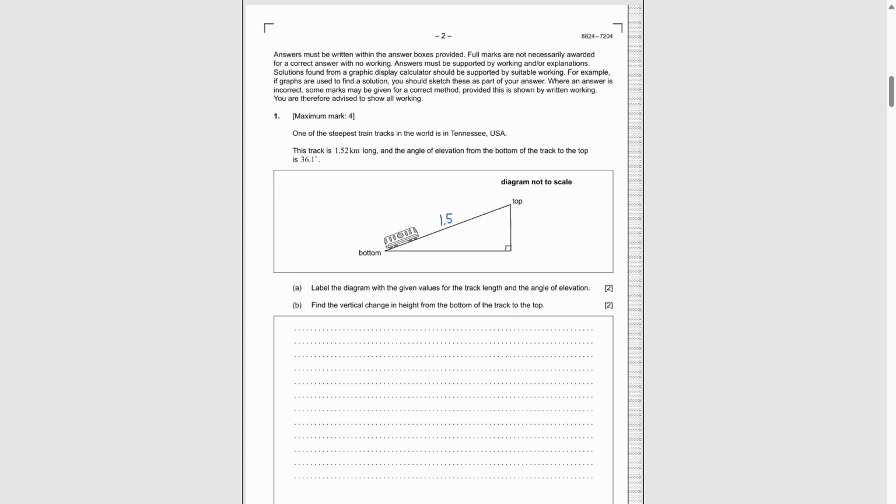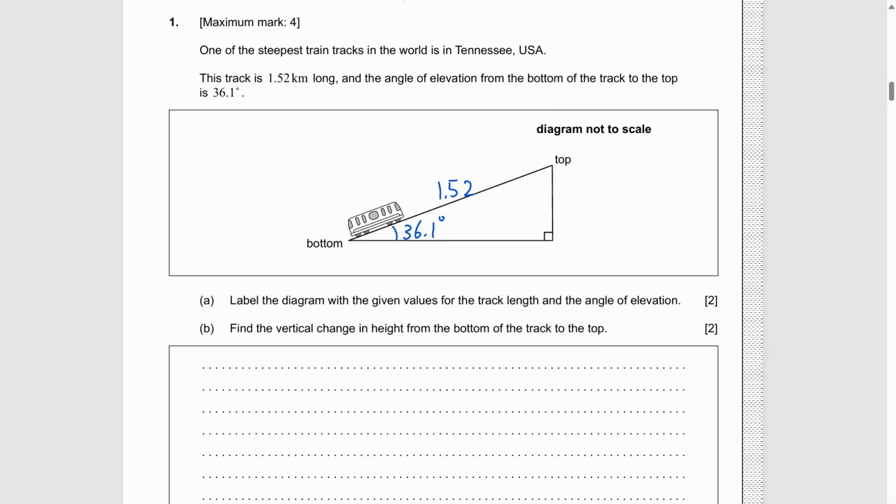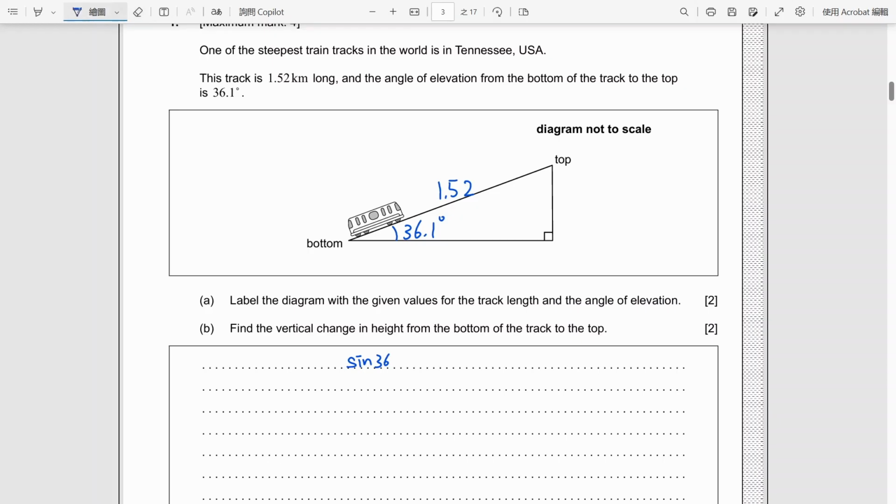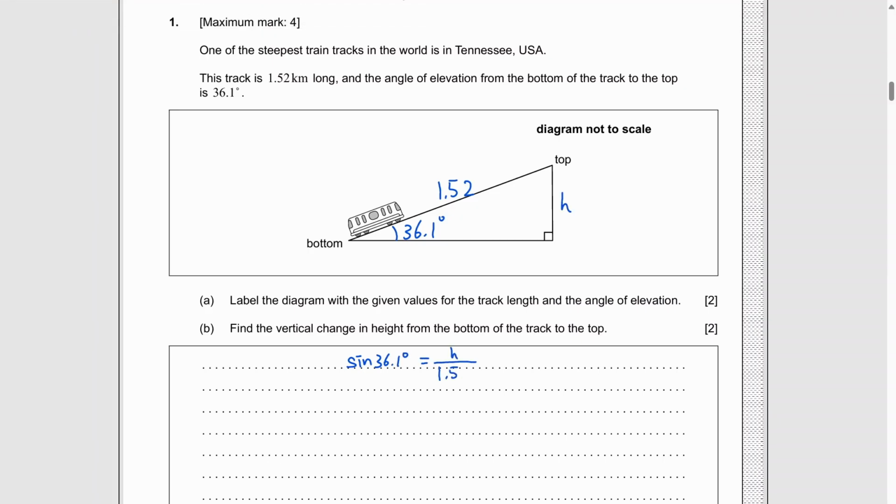Part A. We need to mark the angle and the hypotenuse. Part B. Find the height. By SOH CAH TOA, sine 36.1 is opposite over hypotenuse. Make H the subject and calculate it by calculator.